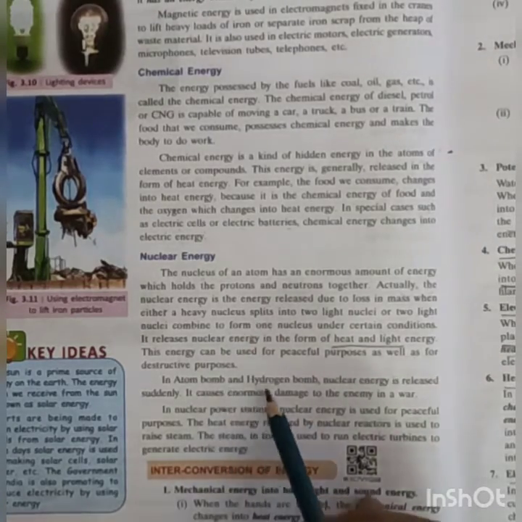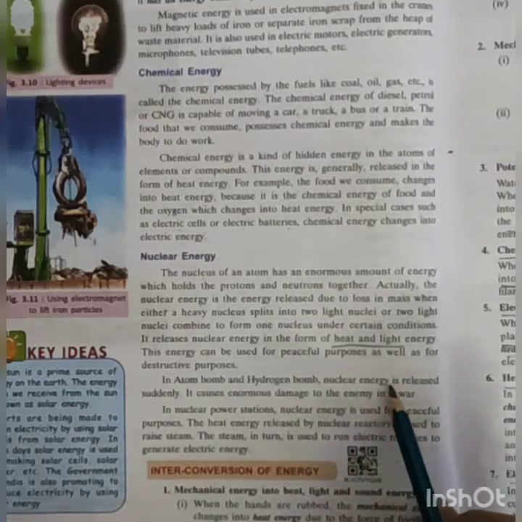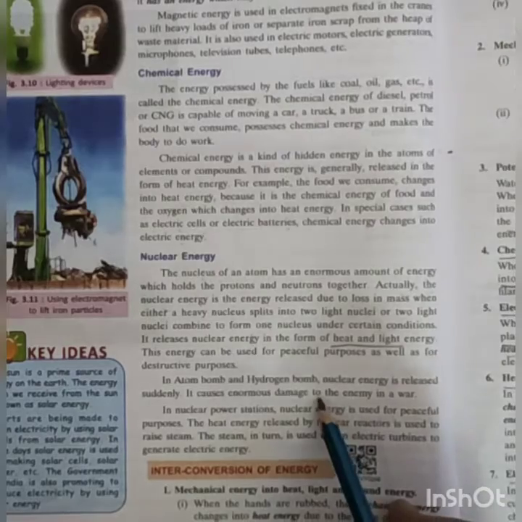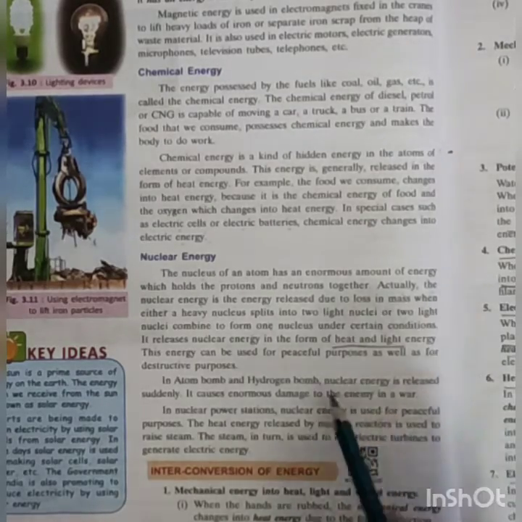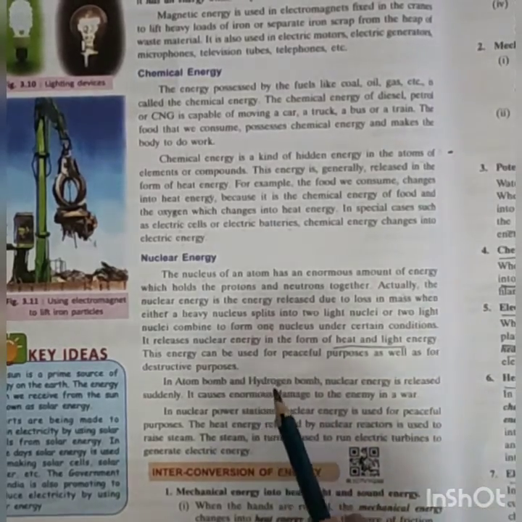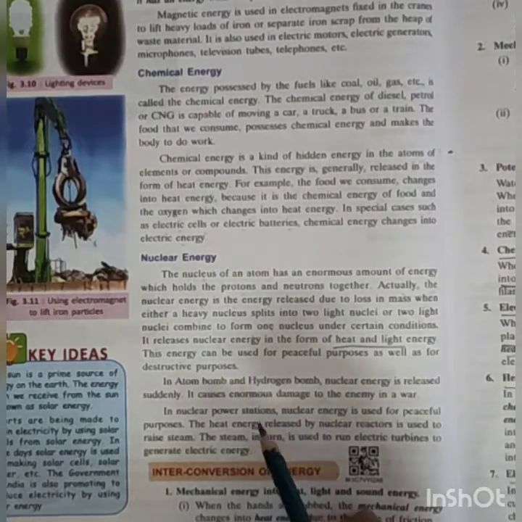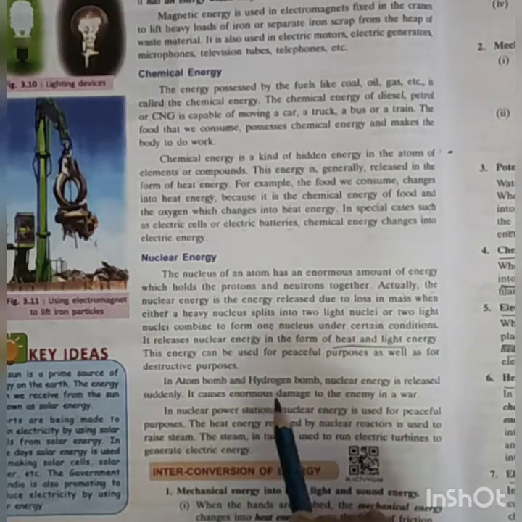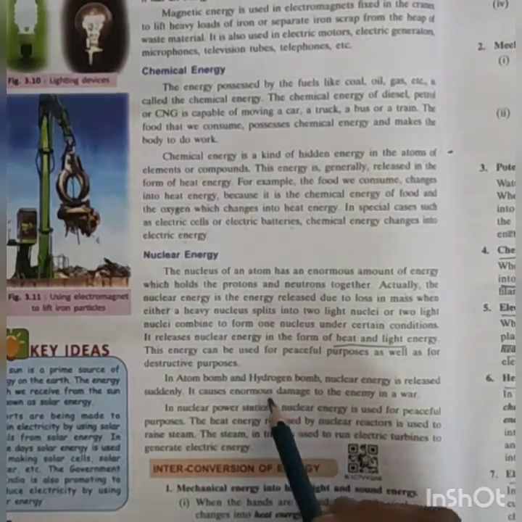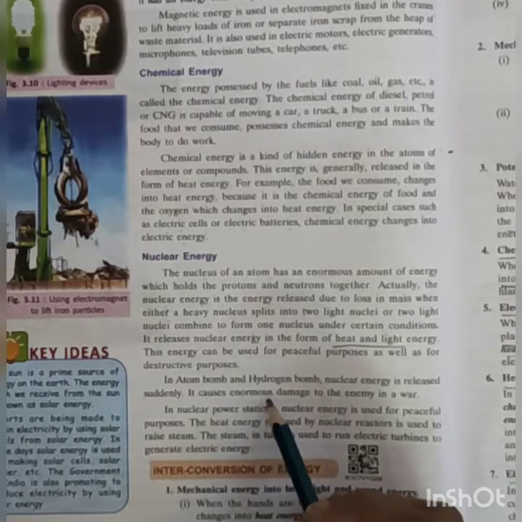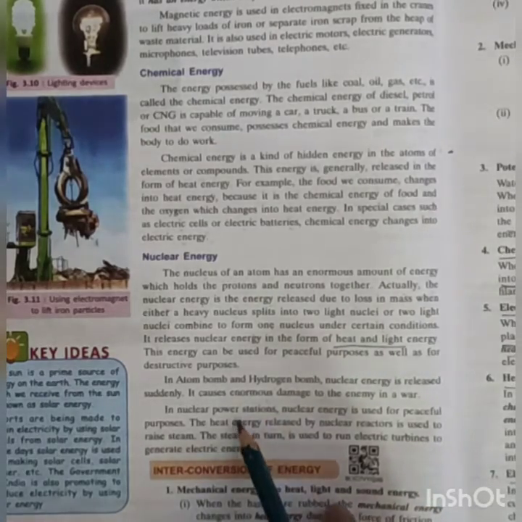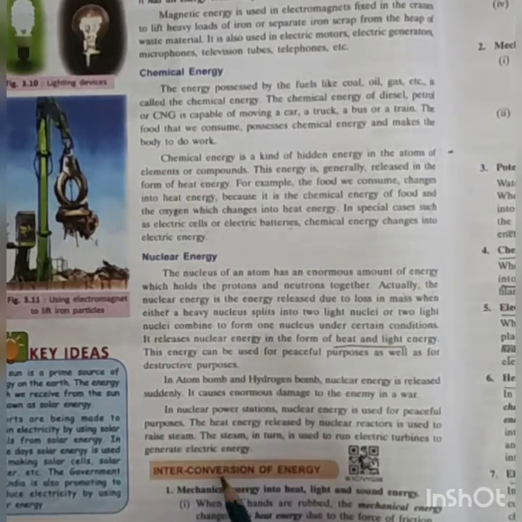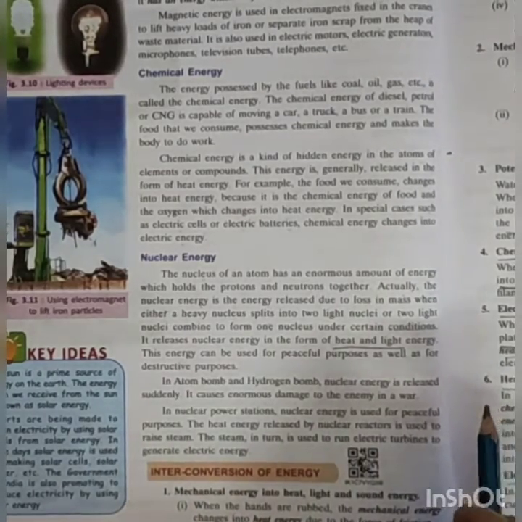In the atom bomb and hydrogen bomb, nuclear energy is released suddenly. It causes enormous damage to the enemy in the world. So when nuclear energy is used for the wrong purpose, for example, making atom bombs and hydrogen bombs, it is used for destruction. It very much hampers our life and it is very dangerous. In nuclear power stations, nuclear energy is used for peaceful purposes also. Okay, so these are the forms of energy.